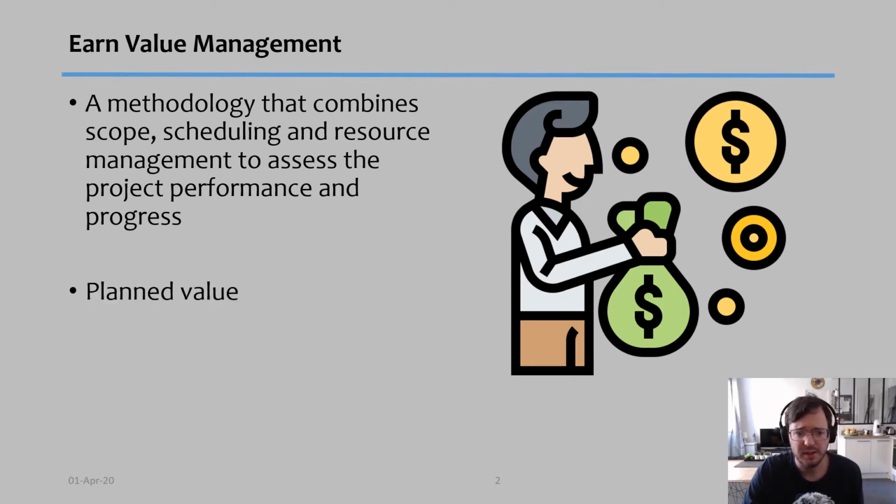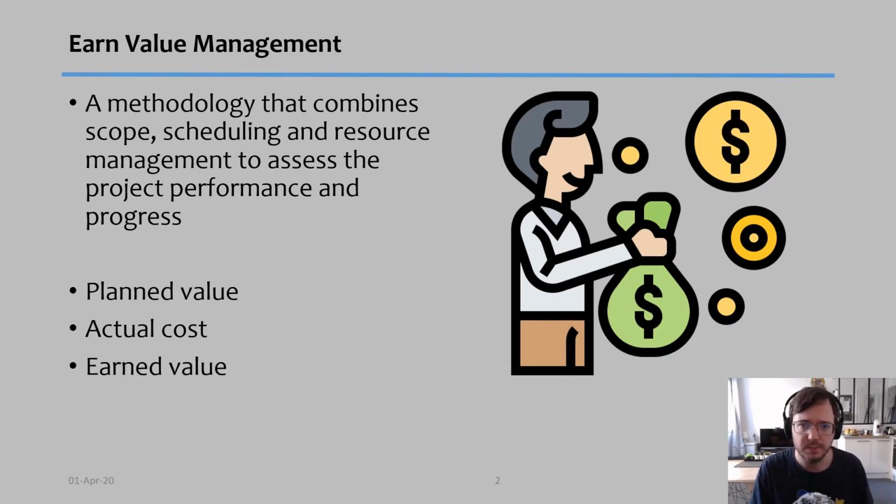So here, there's a couple of things that we need to know. The first concept is planned value. Planned value is the amount that I plan to spend when I first created the plan. Actual cost is how much I actually spend in each one of the tasks, and therefore I'm going to be comparing what I plan to spend versus what I actually spend. Earned value is basically how much of the project has been completed so far, how much of the task has been completed so far. In other words, how much value have I already generated?